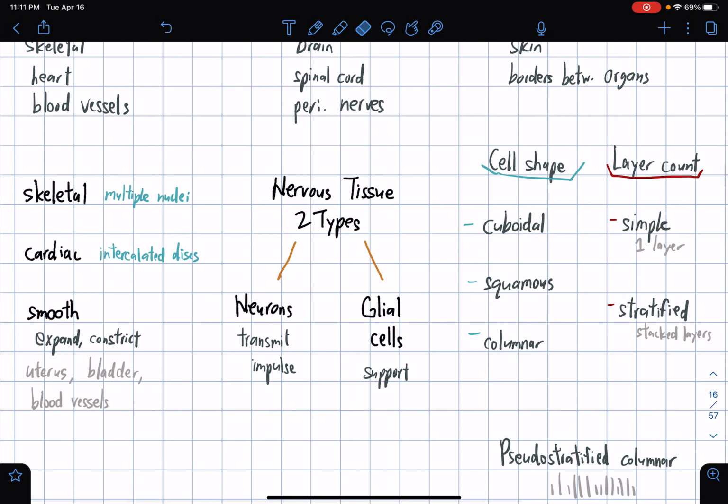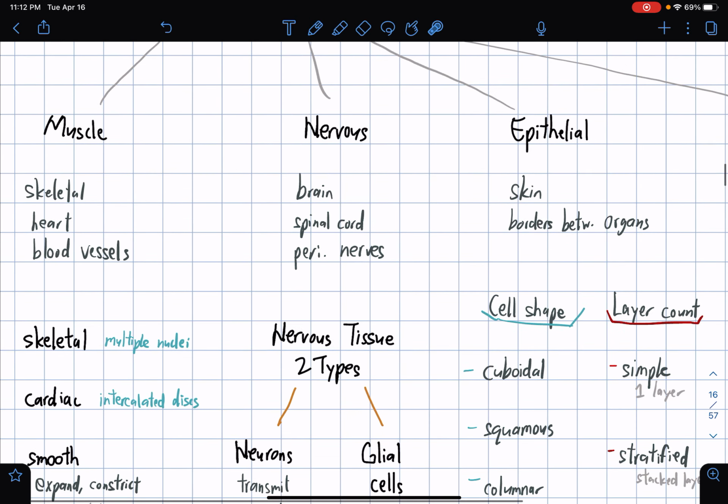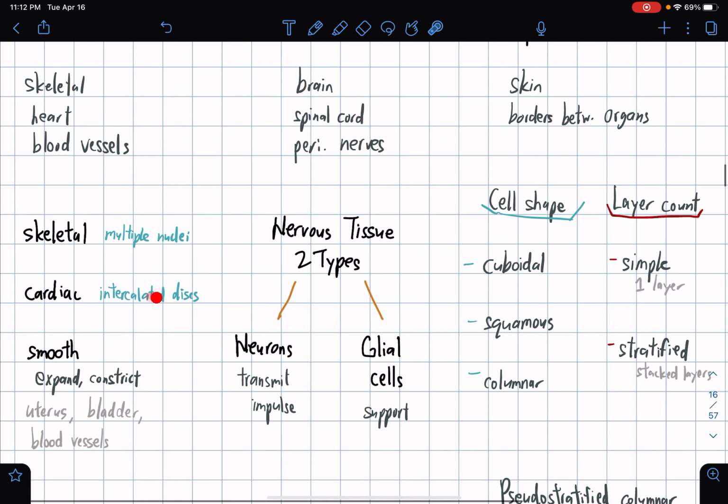For skeletal, we all know that the skeleton is the framework of our body, and in order for it to move, there has to be muscle. So yeah, multiple nuclei. That's one detail that describes it. For cardiac muscle, intercalated discs. I've read this term somewhere. It's associated with a disease.